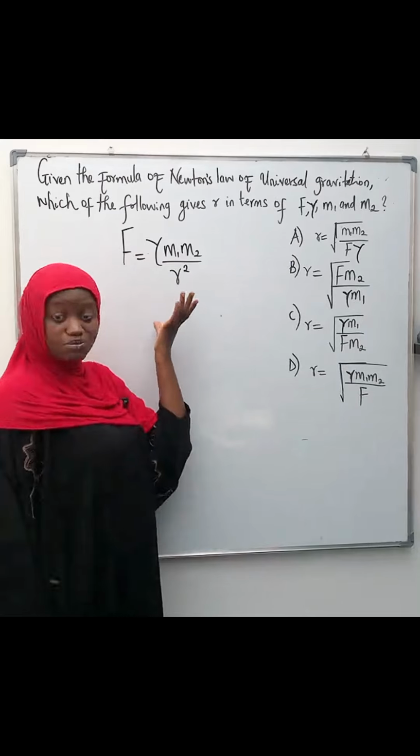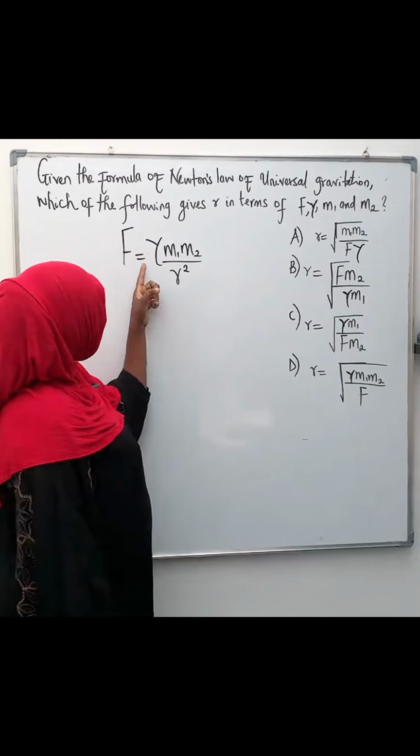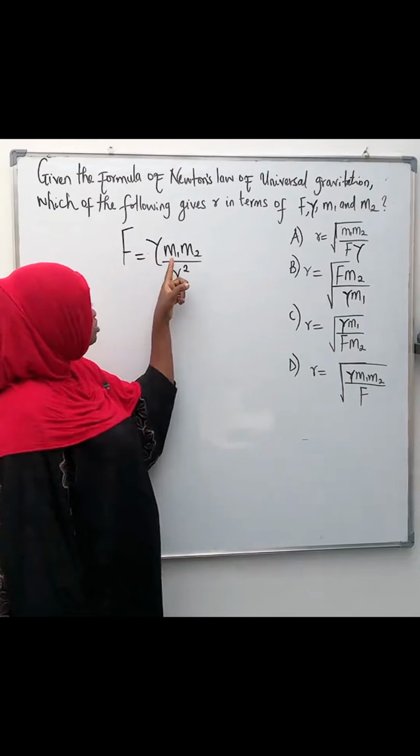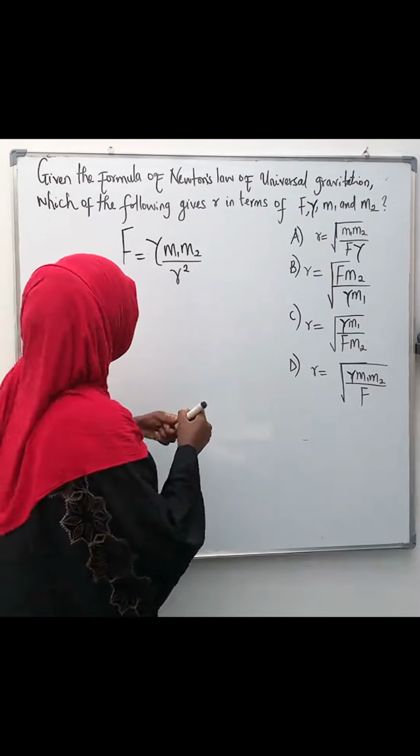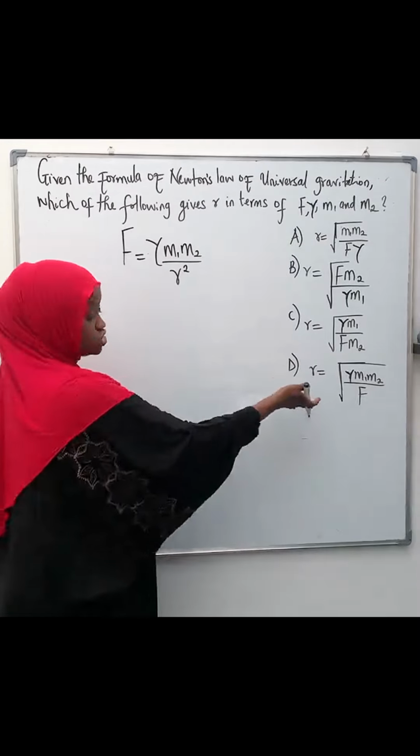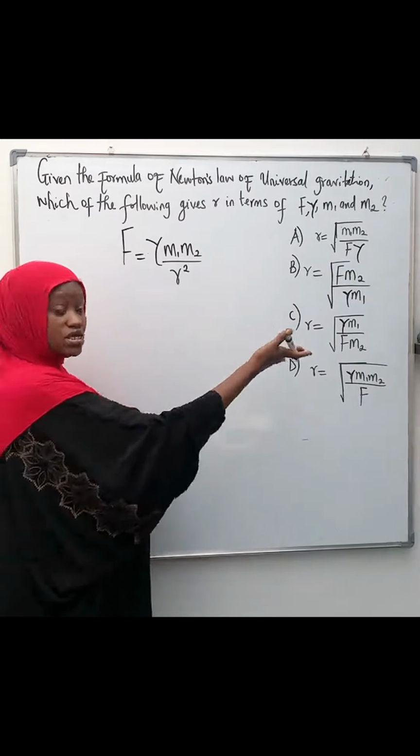So we have the formula giving us the force is equal to the gravitational constant times m1 times m2, all divided by r squared. So now let's solve this. We have four options. We have to solve and see which is the correct answer.